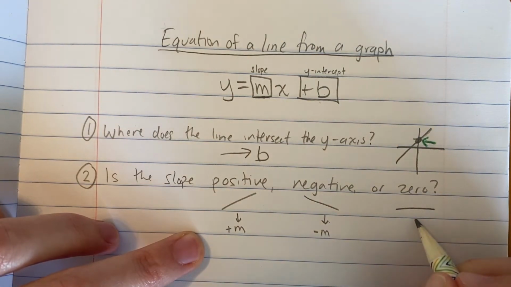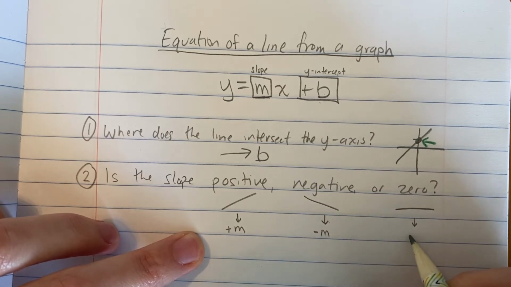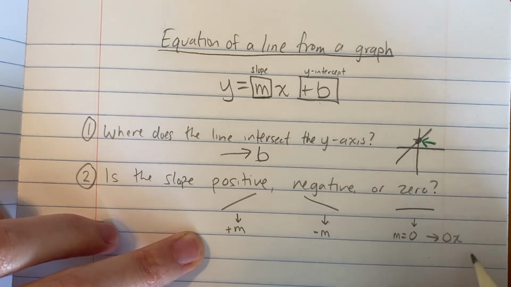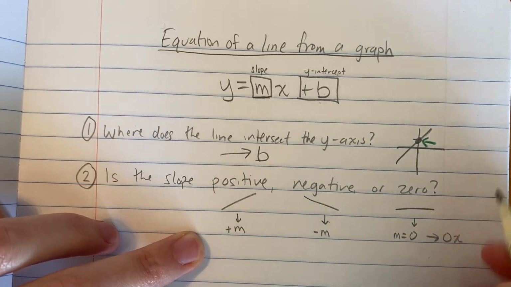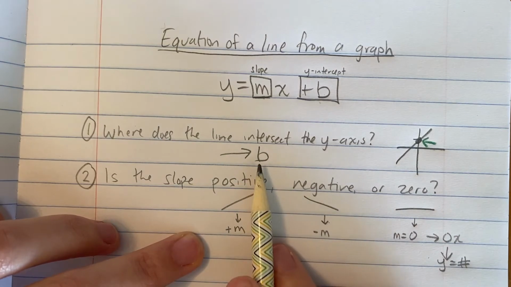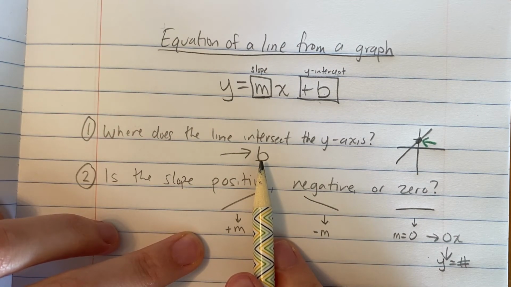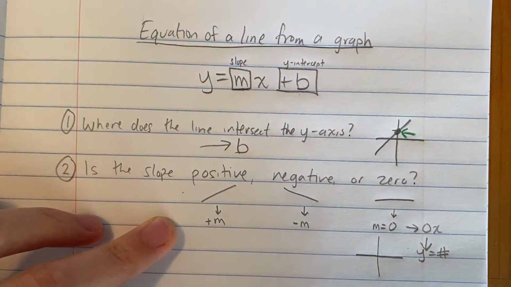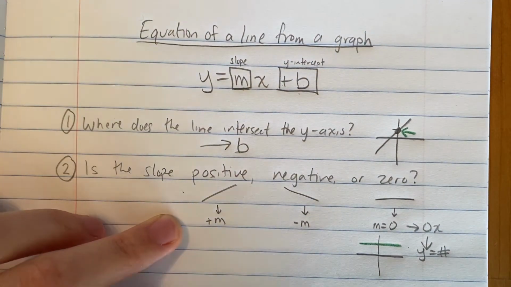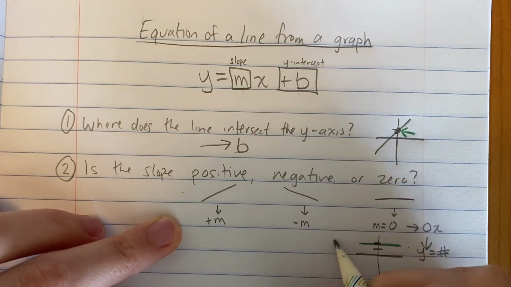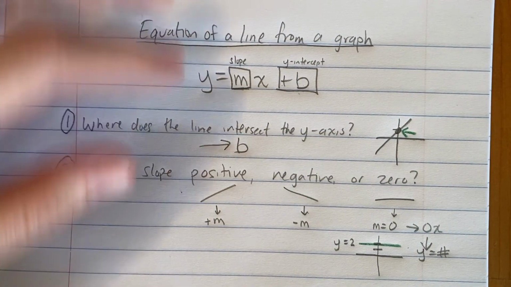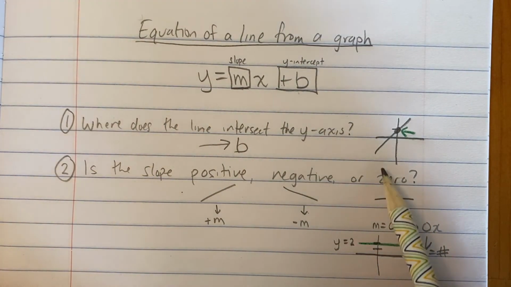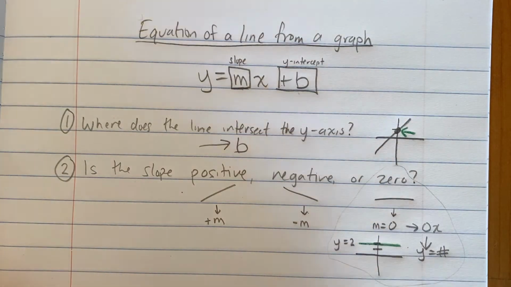Now, if the slope is zero, this is a little tricky. This means you have a zero instead of m. And so think about what that means, right? That means that zero gets multiplied by x, which means 0 times x is just 0. So this will end up being an equation that looks like y equals a number, whatever your y-intercept is. So if here's my graph, and this is my line, let's say this is 1, 2. This line is just y equals 2, because it's y equals 0x plus 2, right? So just keep this in mind. This is one that kind of gets us tripped up sometimes.